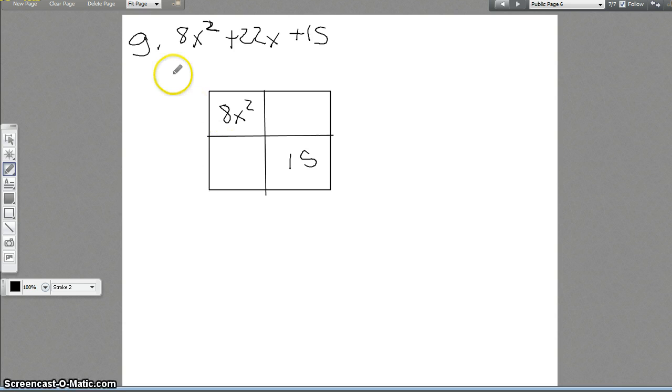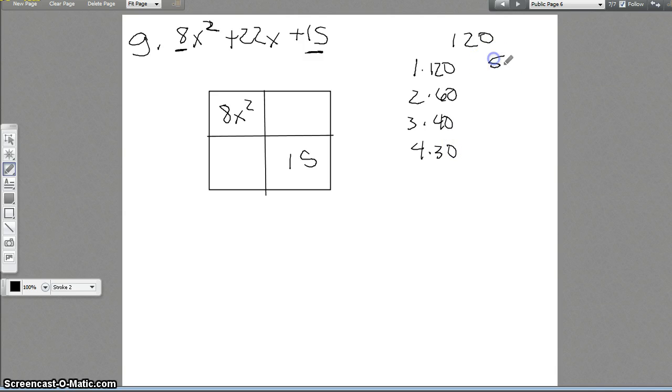Now, we need to multiply the 8 by the 15 to figure out our factor pairs. So 120 is 8 times 15. There are a lot of factor pairs that make 120. There's 1 times 120, 2 times 60, 3 times 40, 4 times 30, 5 times 24, 6 times 20, 8 times 15, and 10 times 12.